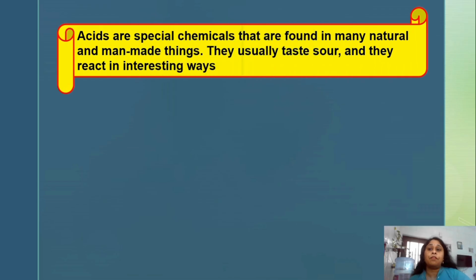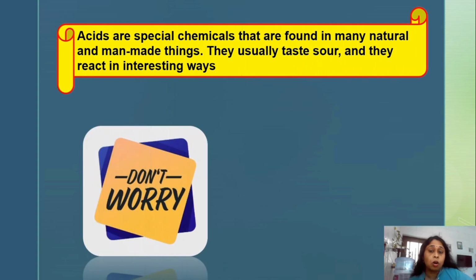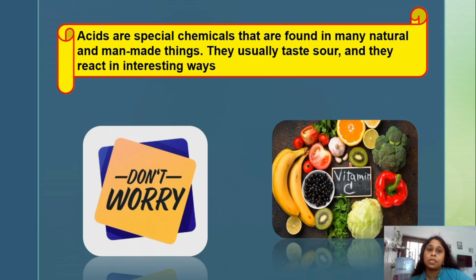Now, acids are special chemicals that are found in many natural and man-made things. They usually taste sour and they react in interesting ways. But don't worry, not all acids are dangerous. Some are even good for you, like vitamin C in oranges. Now we will learn about the characteristic features of acids.